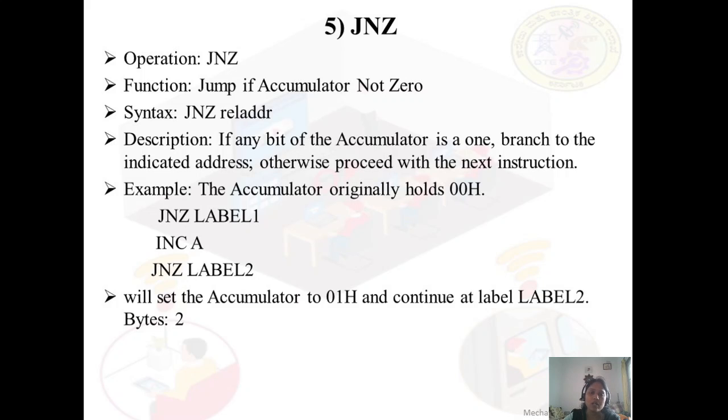It will continue with the next instruction, that is increment A. Understood? So here increment A, that means initially your accumulator was 0, 0. When we use the instruction INC, your accumulator will be incremented to 1. So now we have A equal to 1. Next, JNZ label 2. Jump if accumulator is not 0. Here your accumulator is not 0. It is 1. So it will jump to the address of label 2. Understood? So this is also a 2-byte instruction.